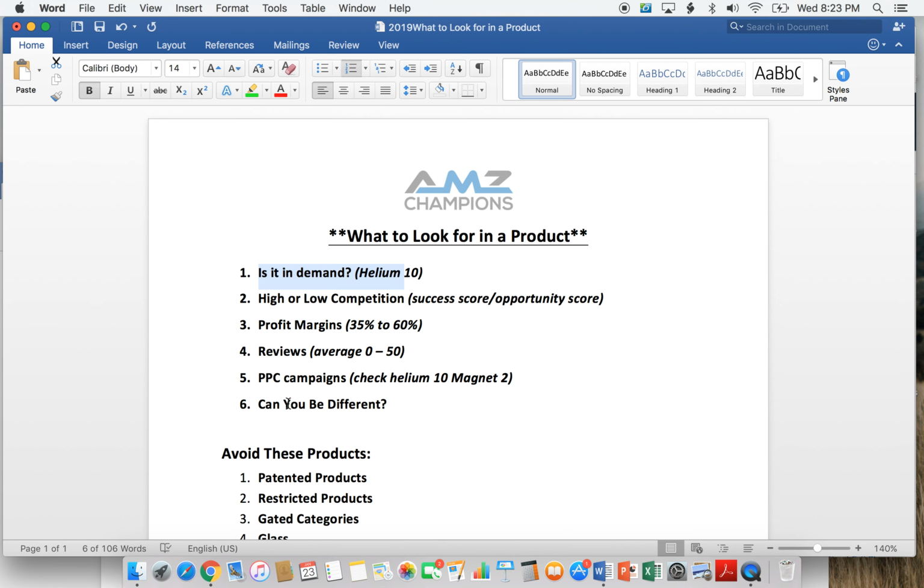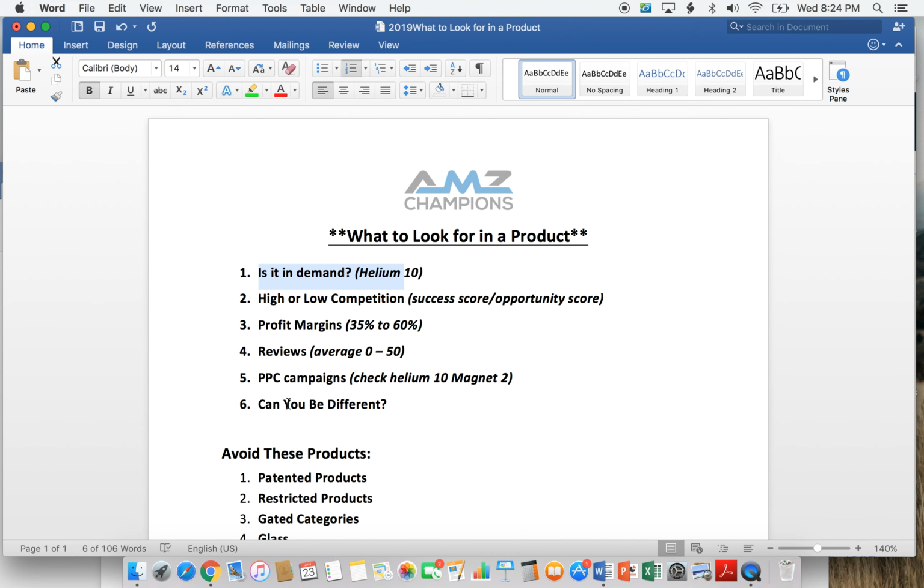Okay, so the second one is, is the product high or low competition? You can also figure that out through the Helium 10 X-Ray Chrome extension, knowing how competitive the product is, how many reviews there are, how many competing sellers there are for a specific keyword, etc. Okay, so that is number 2, is the product high or low competition. We want low competition, but we want high demand. Those are super, super crucial steps that we must understand, and I want it drilled in the back of your head so that you never forget those 2 things, okay?